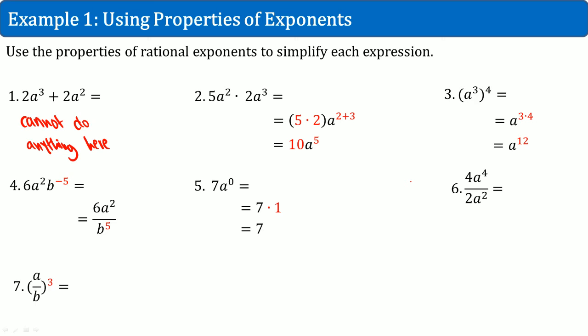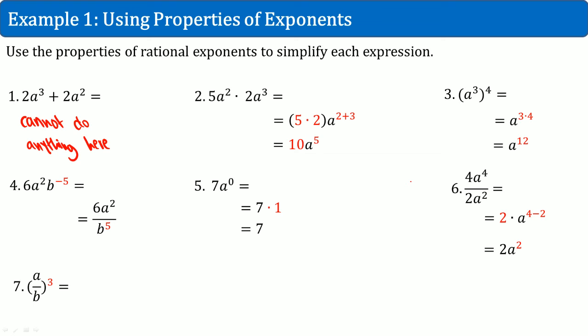Number 6, 4a to the 4th power divided by 2a squared. Well, we saw that 4 divided by 2 can just become 2. And a to the 4th is on top and a squared is on bottom. That is the quotient of an exponent, so we're going to subtract the exponent. So 4 subtract 2 in terms of the exponent becomes a squared. So the final answer is 2a squared.